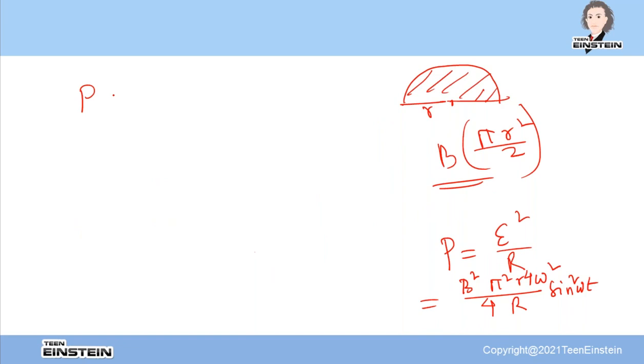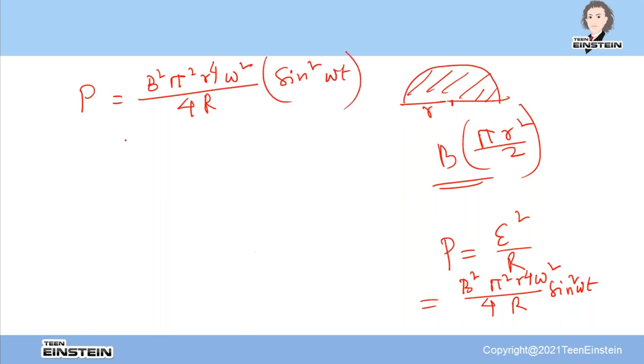So in this case, we have got the power by 4R into sine square omega t. This is what we have got. So if you want to get it for a time period, a full period, you know what you have to do.